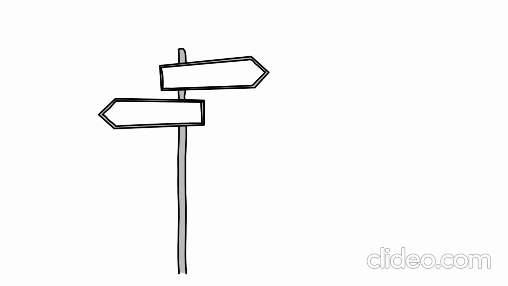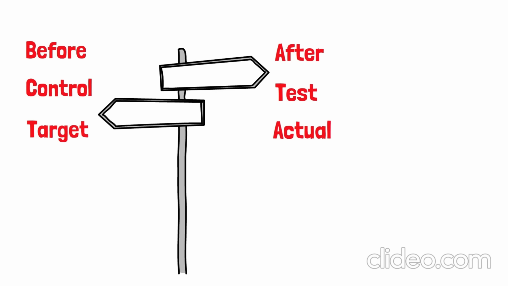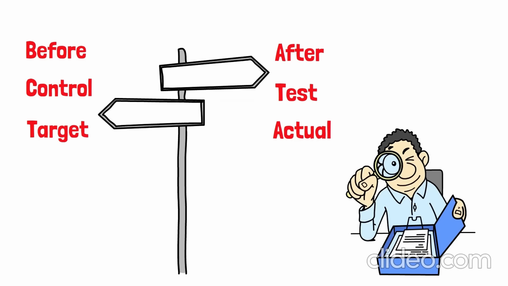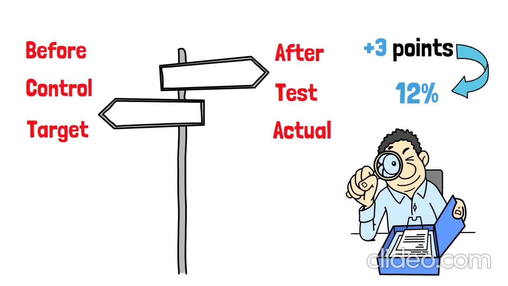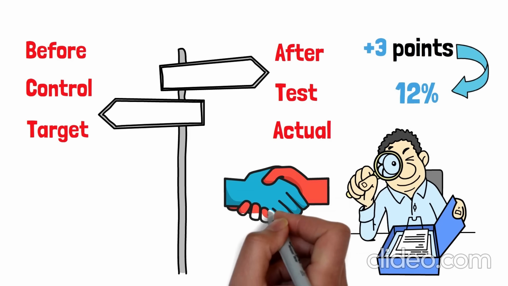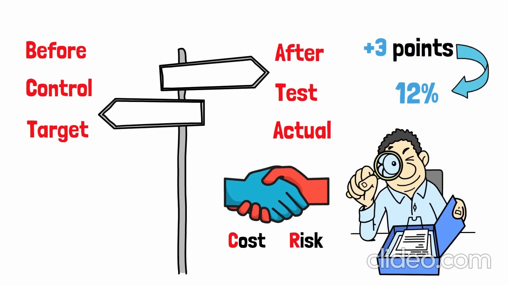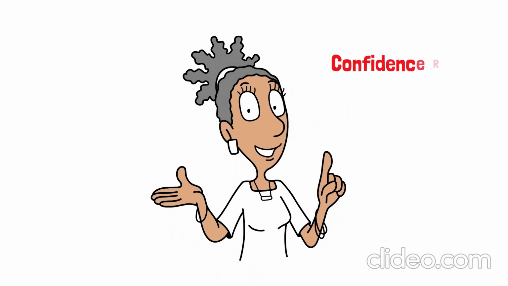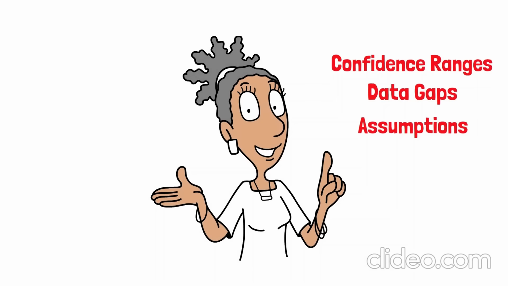Use contrast, before versus after, control versus test, target versus actual, to guide attention. Quantify impact. Plus 3 points retention equals 12% more active users next month. Tie the recommendation to stakes, cost, risk, or opportunity. State uncertainty honestly: confidence ranges, data gaps, or assumptions.